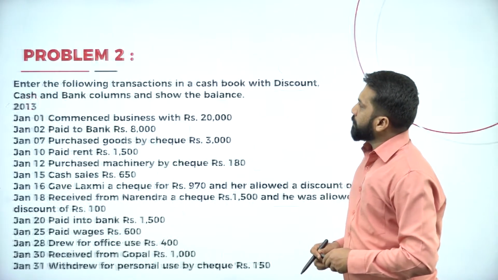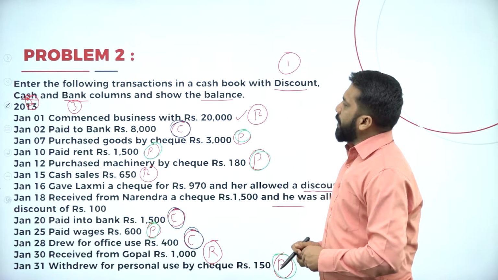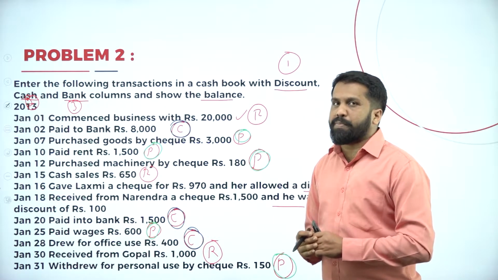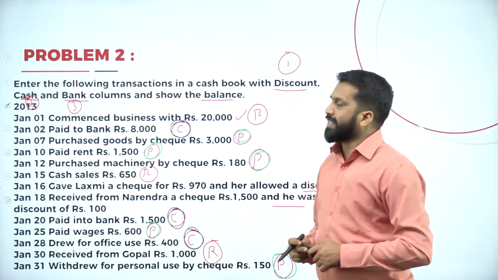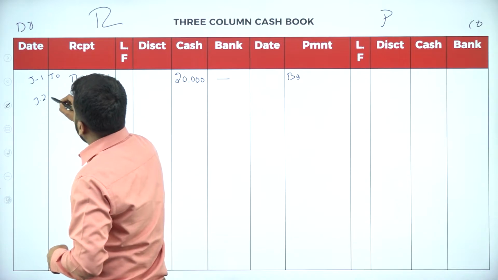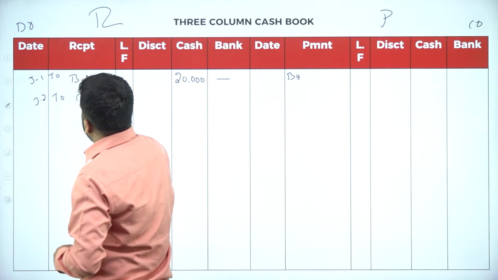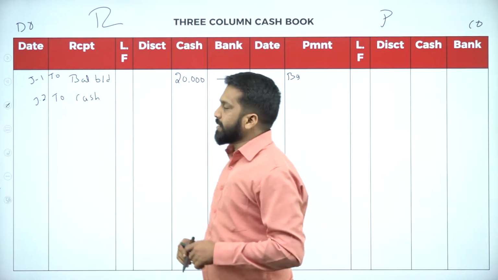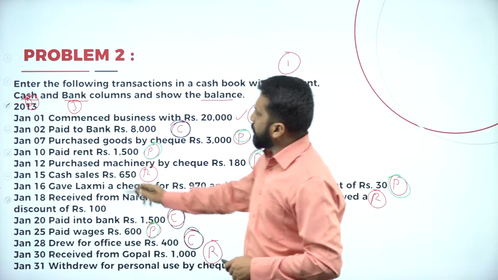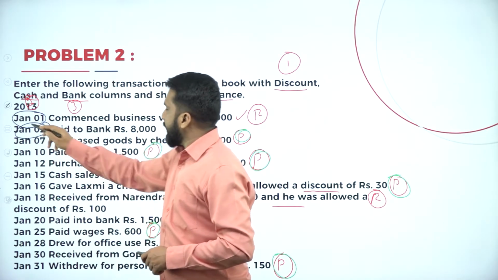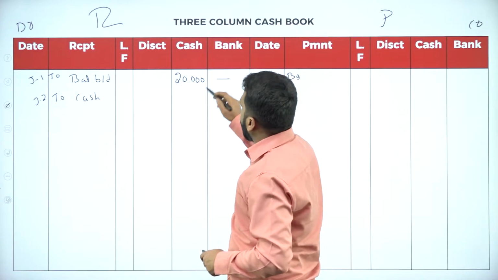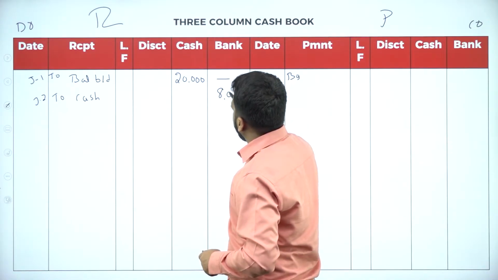Now, second one, paid to bank. So it is what? Contra. Both the sides it will come. Paid to bank means who is the receiver? Bank is the receiver. Now, January 2nd. Who is the receiver? Bank is the receiver. What is the amount? It is 20. First one is over. Now it is second one. It is 8,000.